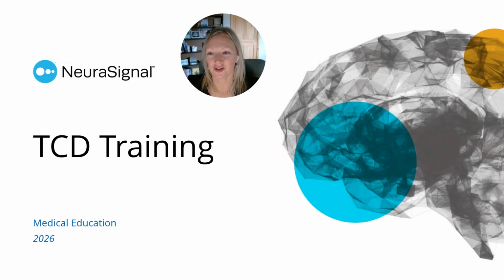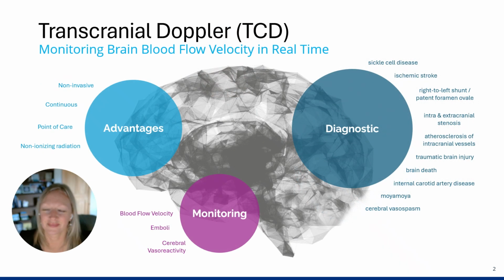This is your introduction to TCD, or Transcranial Doppler, with NeuraSignal. TCD is used all around the world, and the most common application is sickle cell disease. Secondly to sickle cell is vasospasm, and then the list continues. We can do TCD for right to left shunt for a PFO, for intracranial stenosis, for emboli monitoring, for brain death verification, moya, carotid artery disease.